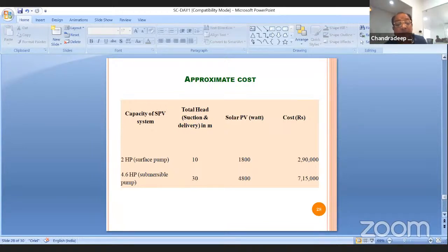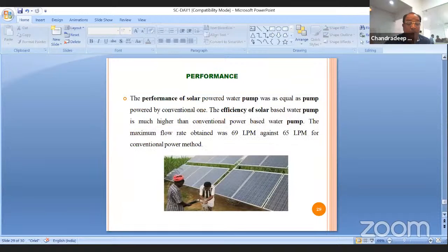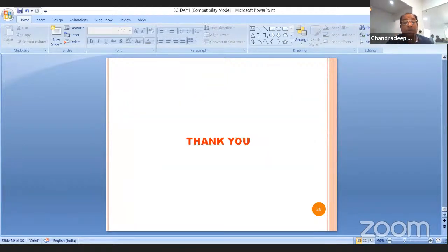4.6 HP submersible pump, and the solar PV module capacity is 4,800 watt. The cost is around 7,15,000. Performance: switch on. The performance of the solar powered water pump was equal to the pump powered by the conventional one. The efficiency of the solar-based water pump is much higher than the conventional-based water pump. The maximum flow rate obtained was 69 LPM against 65 LPM for the conventional power method.